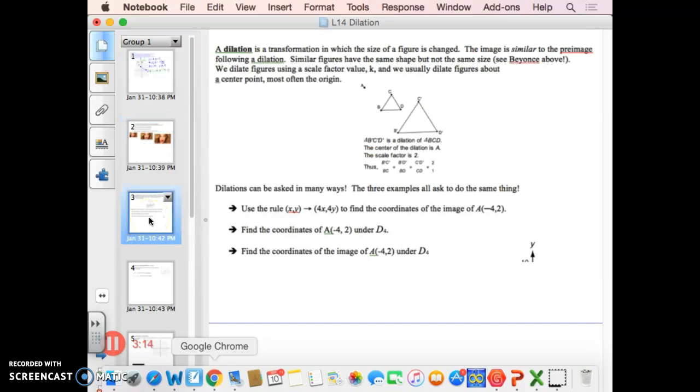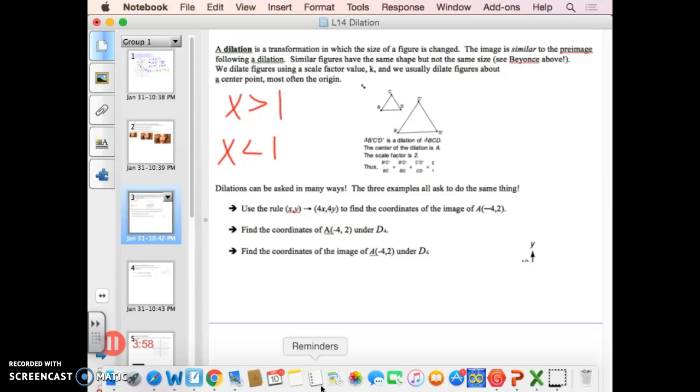All right. So a dilation is a transformation in which the size of a figure is changed. The image is similar to the pre-image found in the dilation. So you can blow the figure up or you can make it smaller. If you're going to blow a figure up, when the scale factor is greater than 1, your shape blows up, it gets bigger. When it is less than 1, then it gets smaller. But it is always going to be greater than 0.